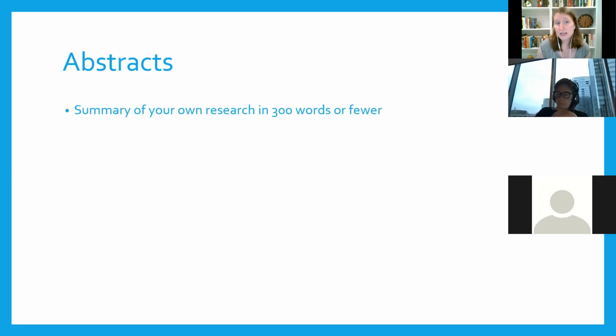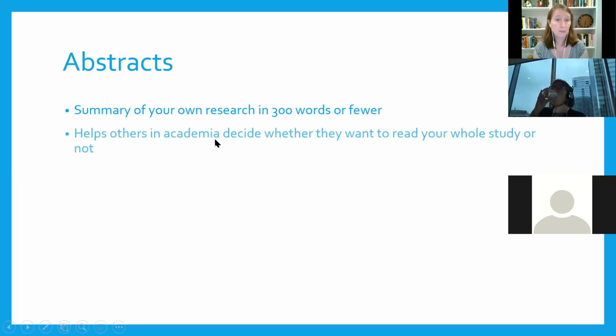So let's jump in. So what is an abstract? An abstract is a summary of your own research in about 300 words, okay? Sometimes you might have to write a shorter abstract if you are presenting at a conference, or if you are submitting something for publishing, you might have to have something that's even shorter than 300 words. But generally, for something that is being submitted as a part of your final project, 300 words tends to be the average of what's expected, okay?